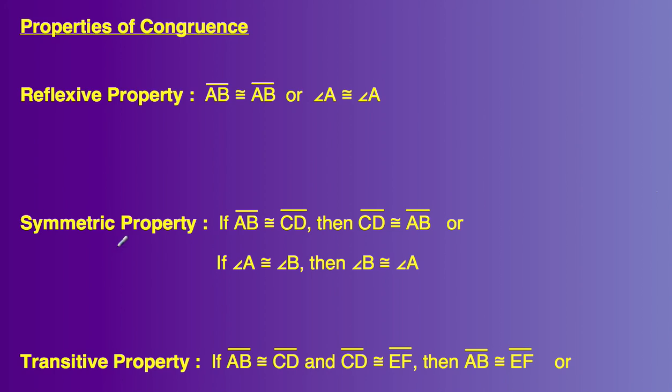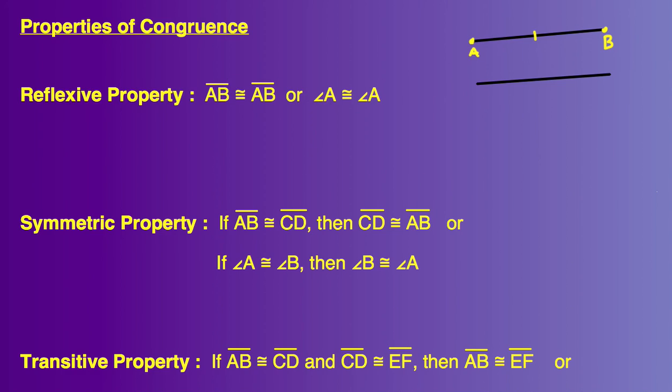Okay, let's look at some other properties having to do with congruence in geometry. Okay, the first one is the reflexive property. Reflexive property says that segment AB is congruent to segment AB, or angle A is congruent to angle A. Those are two examples. So let's say this is segment AB. Now, is this segment congruent to itself? Yeah, it's got the same measure, same size, same shape, so it's congruent to itself. That's all the reflexive property says, that any figure is congruent to itself.